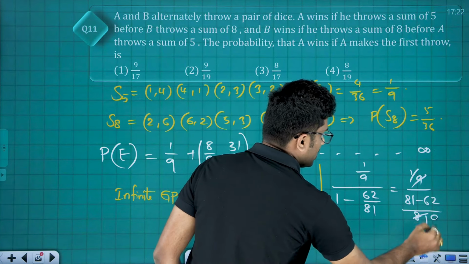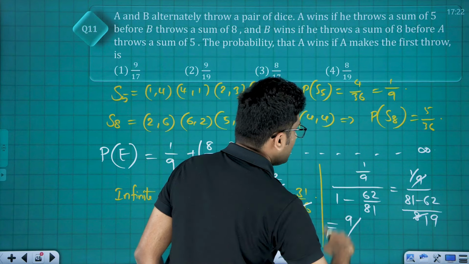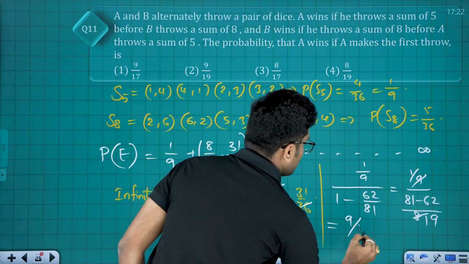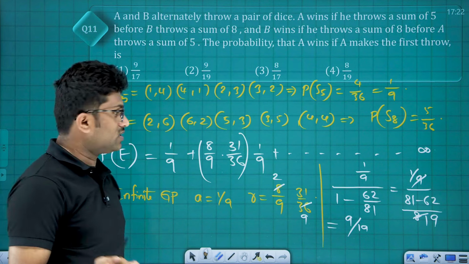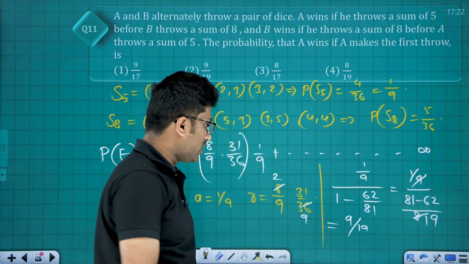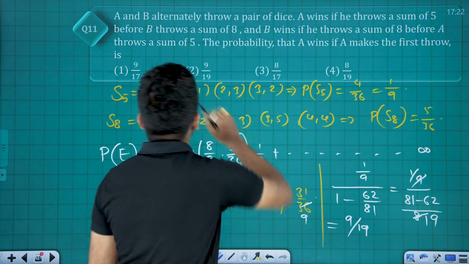9 1s are 9, 9 9s are 81. So 9 goes to the numerator. 81 minus 62 is 19. 81 minus 61 is 20, so minus 62, 19. 9 by 19 is the answer, friends.